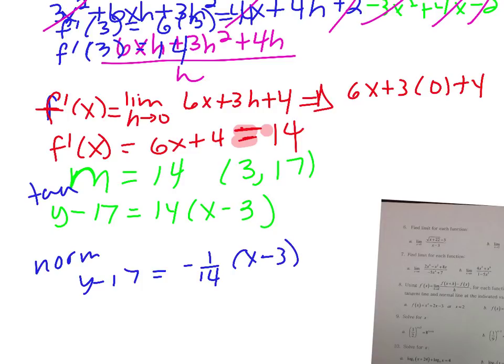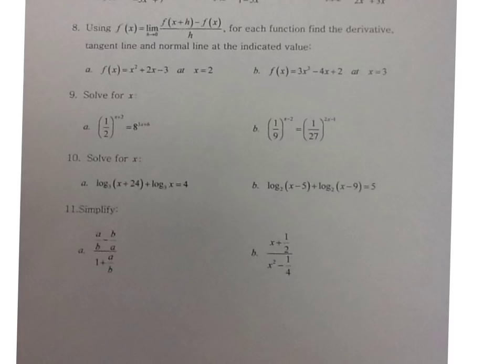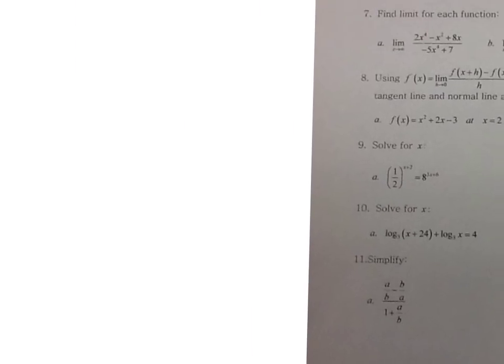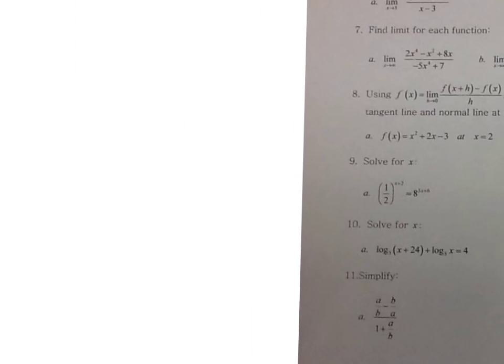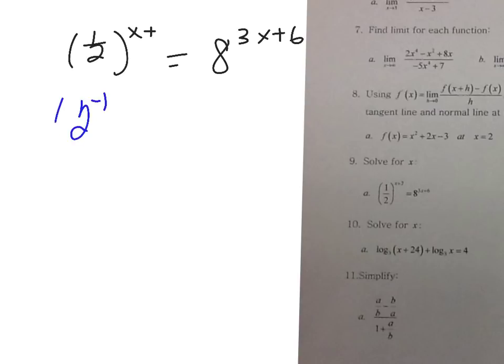Okay, so let's take a look at number 9. Number 9, 10, and 11 are all review type of problems here. So let me rewrite this. We're solving for x, exponential equations. Remember, what you want to try to do is get the same base. So it's 1/2 raised to the x plus 2 equals 8 raised to the 3x plus 6. So what you want to do is get the 2 out of the denominator. So that's 2 to the negative 1 raised to the x plus 2.